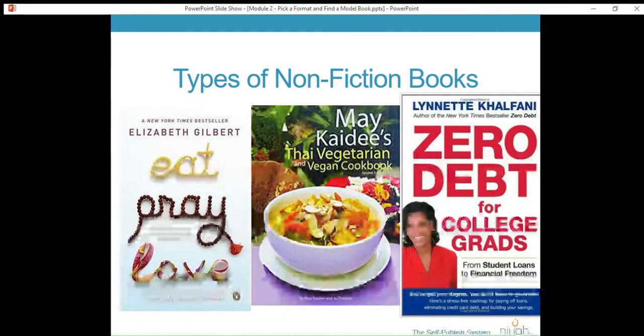Okay, now look at Lynette Califani's book, Zero Debt for College Grads. Over here, this is what? This is an explanatory, expository type of book. This is where she's presenting a topic, an issue, and she's explaining how to go about that. In this case, how to get freedom from your student loans. So, of course, that's going to be written in a different way than a cookbook.